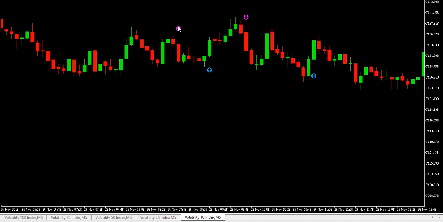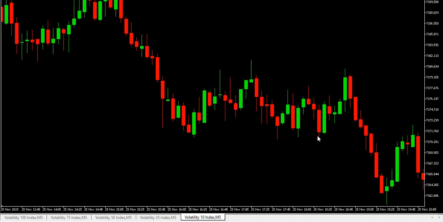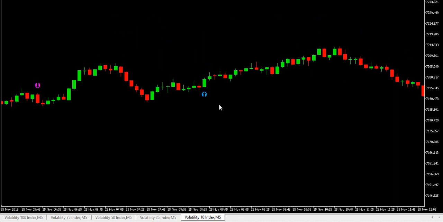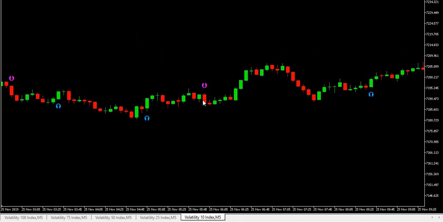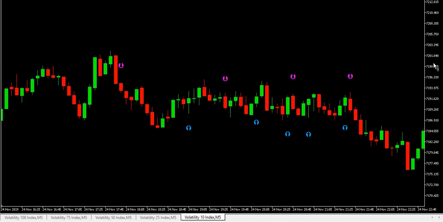As you can see, it did not touch. Just check, the next candle did not touch the opening. The next candle never touched the opening. This is volatility 10. Next candle never touched the opening price. Did not touch. Even here where there are so many, almost a ranging market, did not touch, did not touch, did not touch.